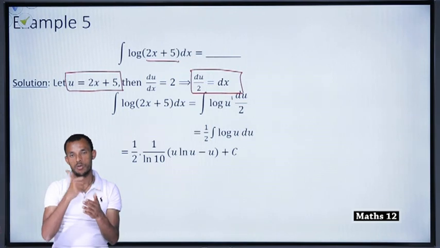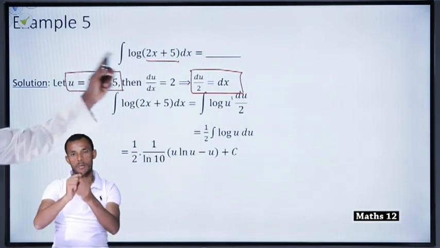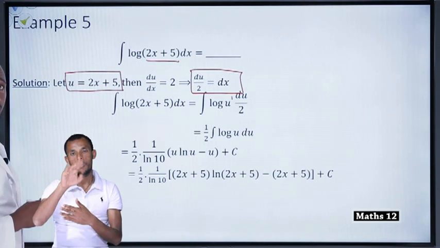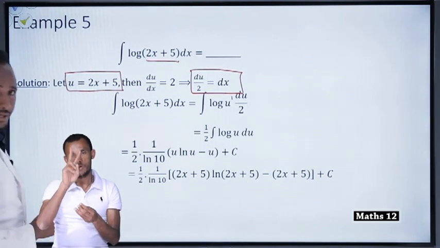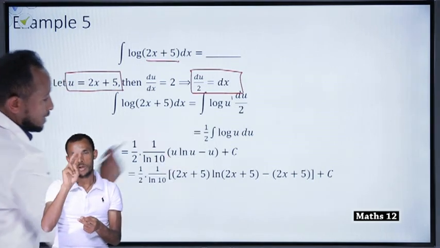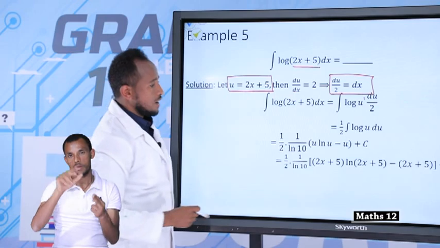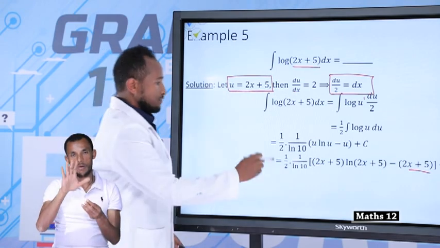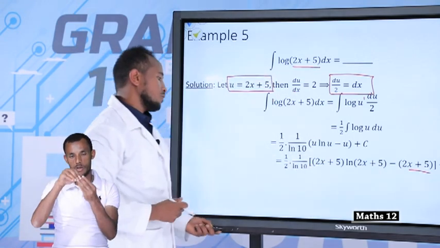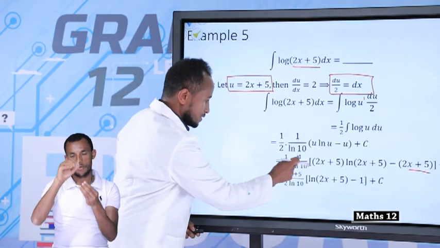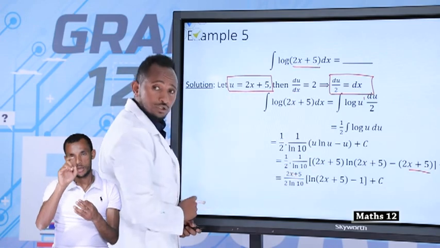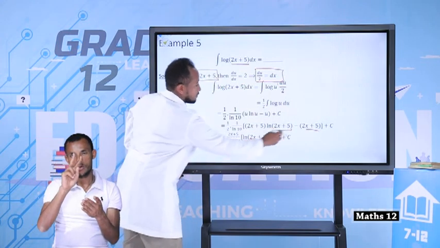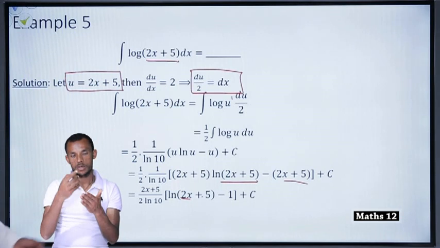So this is not the final answer. You have to change the variable u because the question is in terms of x. Substituting the value of u by 2x plus 5, you'll have 1 over 2 times 1 over ln 10 times 2x plus 5 times ln of 2x plus 5 minus 2x plus 5, plus some constant c. So you can factor out 2x plus 5. Factoring out 2x plus 5, with 2 times ln 10 being 2 ln 10, the remaining part is ln of 2x plus 5 minus 1. So this will be the final answer.